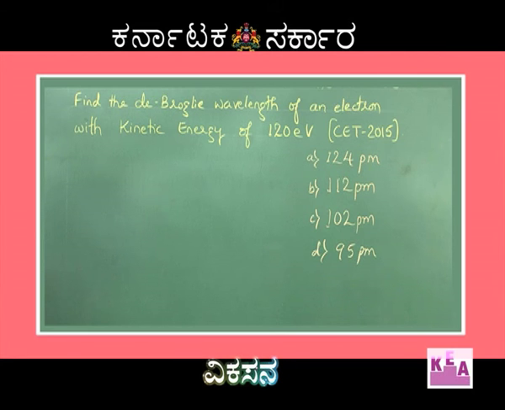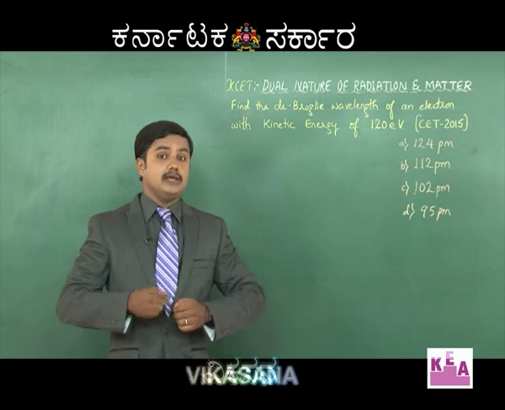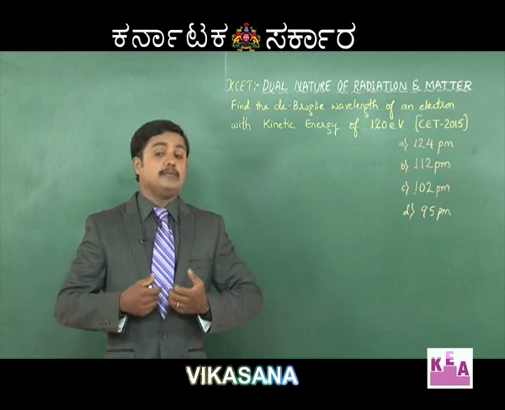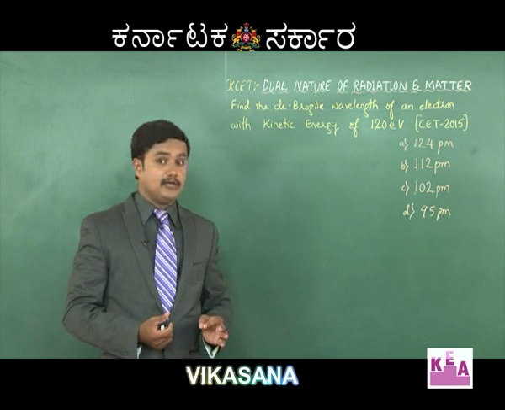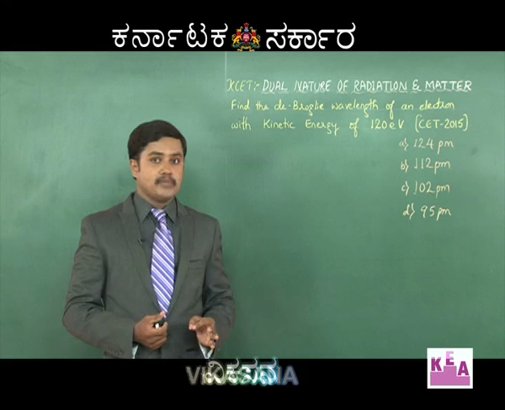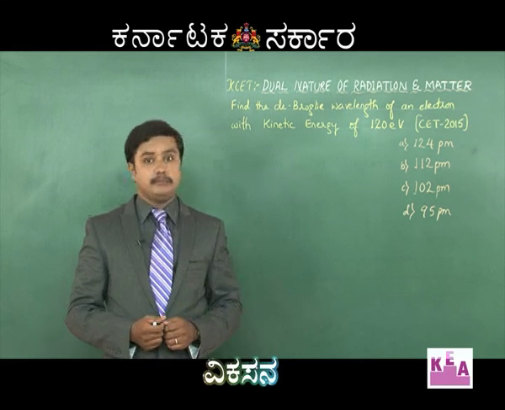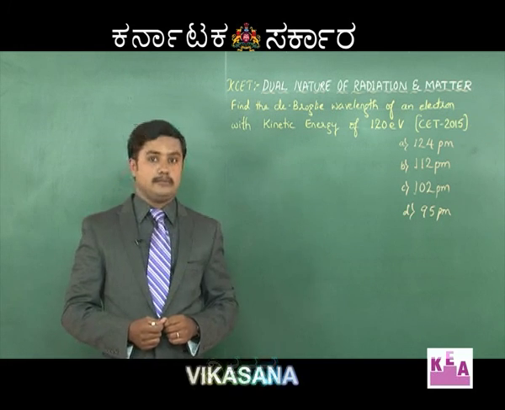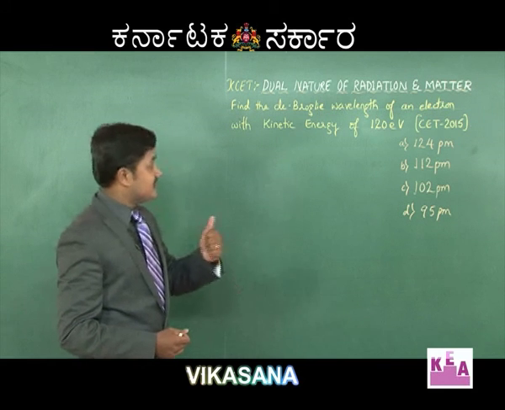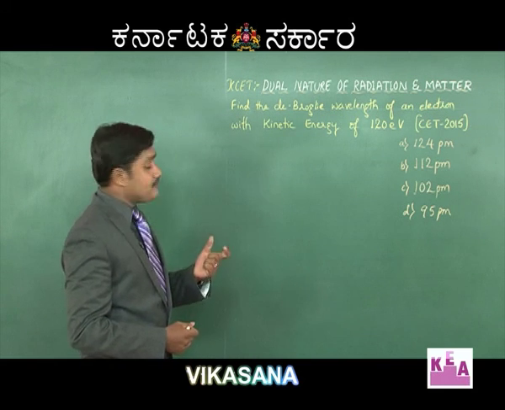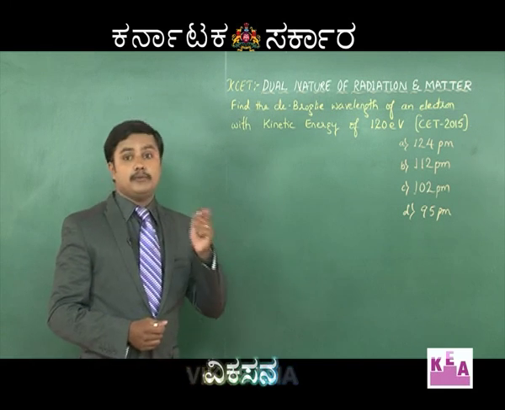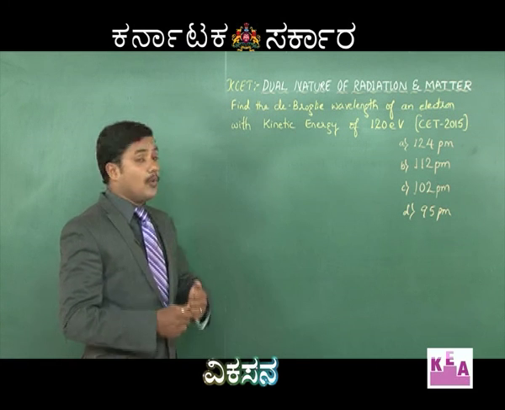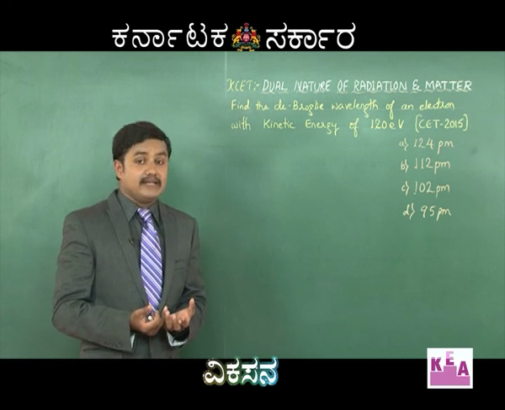Dear students, we all know that when a particle is moving, it behaves as a wave, and in this particular question, the moving particle is electron, and we are supposed to find out the wavelength of the electron, and the given data is the kinetic energy of the moving electron. So what do you get from this data?